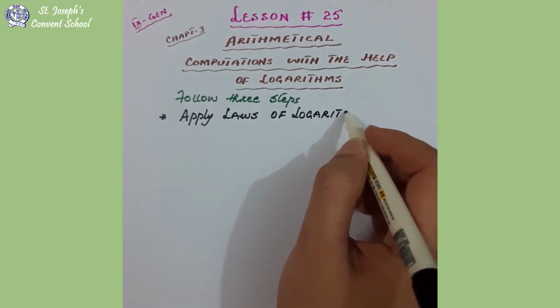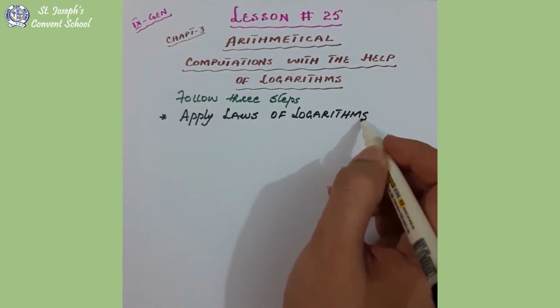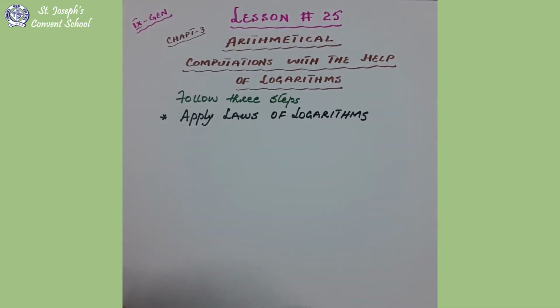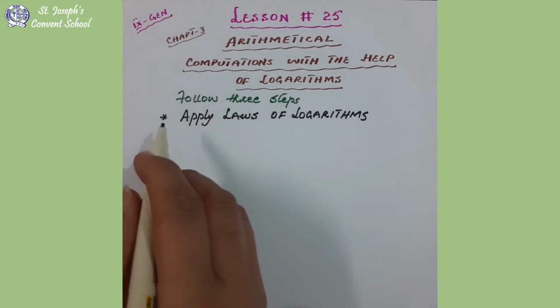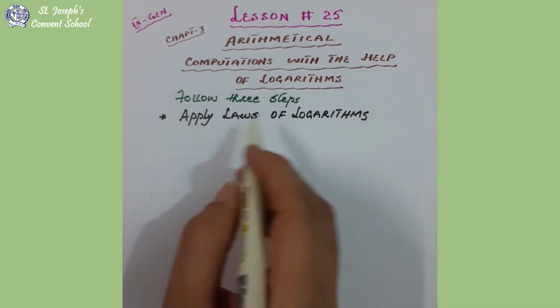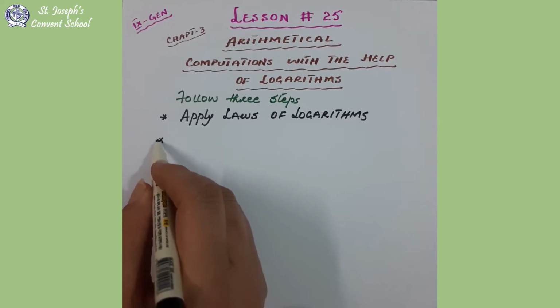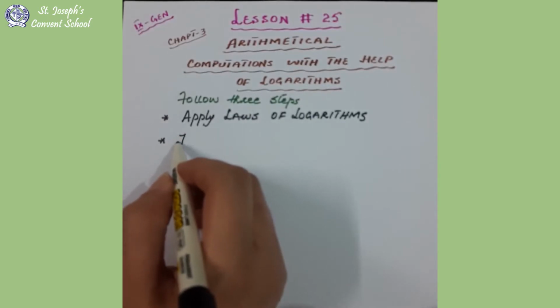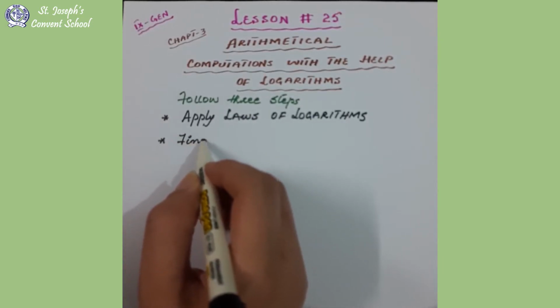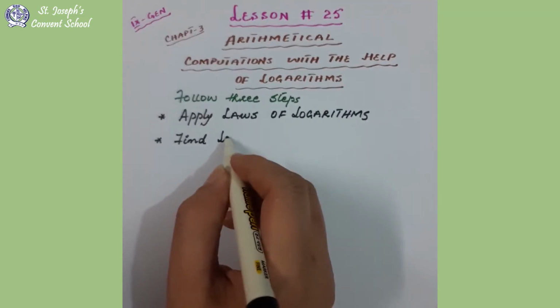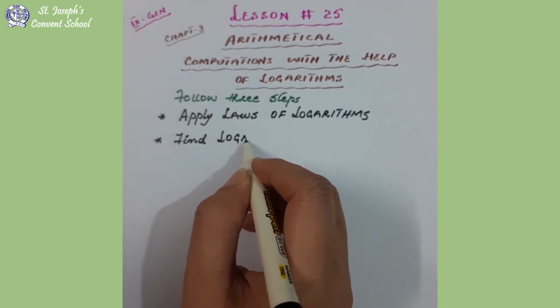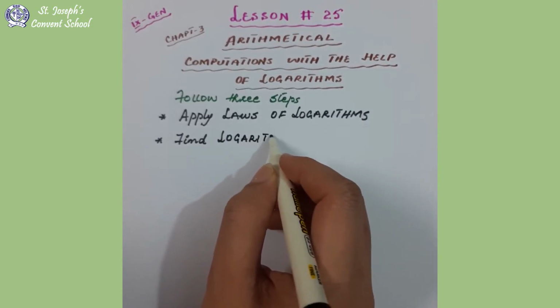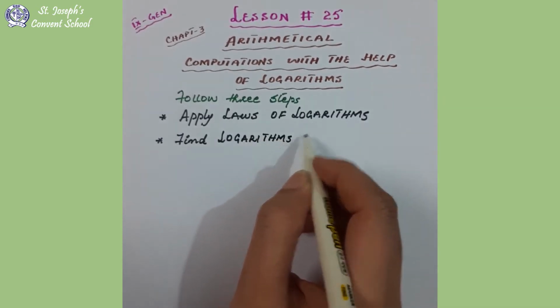Laws of logarithms means what we did in the previous lesson. You have to change the signs, like plus sign changes into product, product sign changes into plus sign, division changes into minus, and power you write before log. So the first step is to apply the laws of logarithm. After that, the second step is to find the logarithm using log table. If you know how to find the logarithms, you can easily do it.